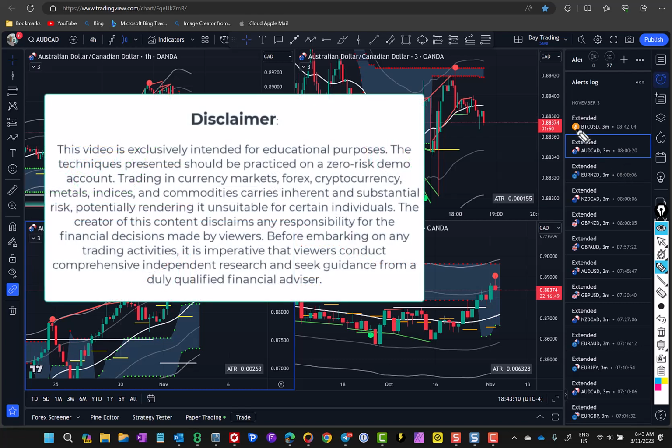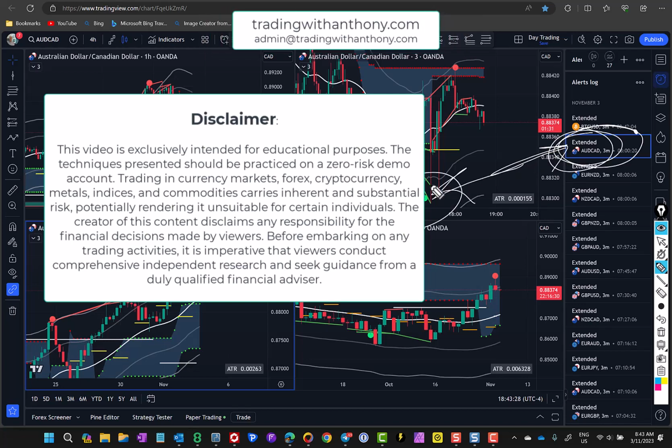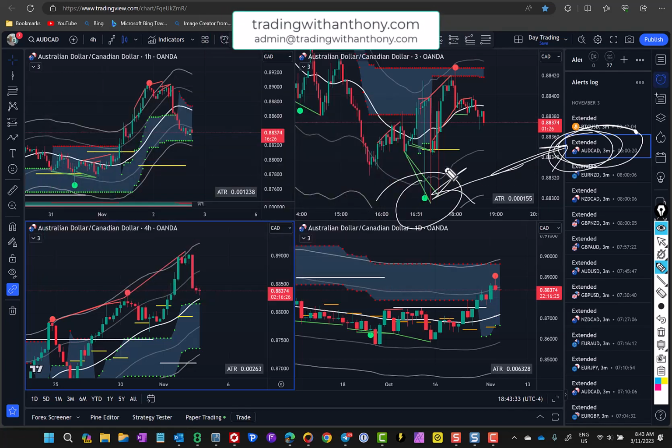Traders, we're looking at the Aussie CAD. Now I've just sent a trade idea into our VIP group. The trade was a buy going off this signal right here. So the signal brought me into the chart and we are buying the Aussie CAD.